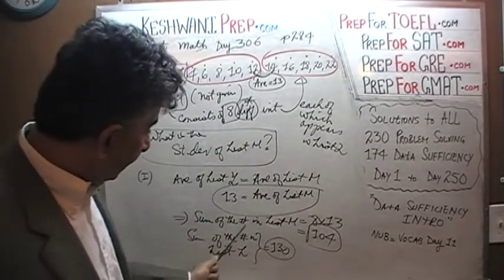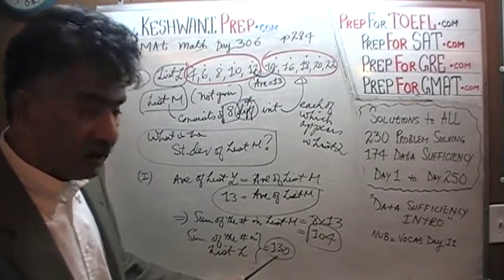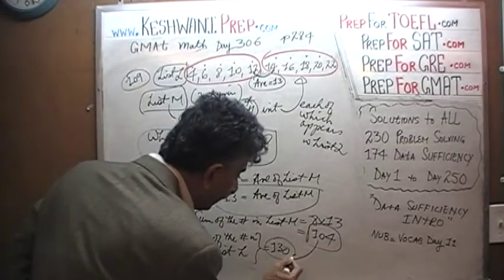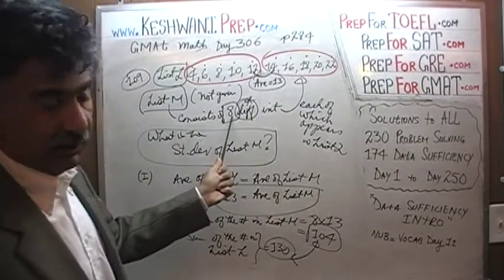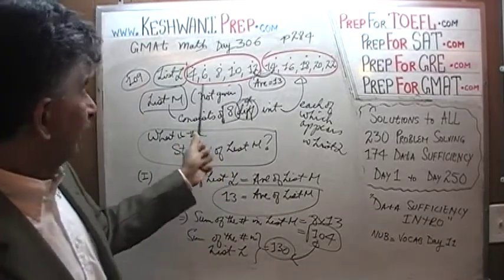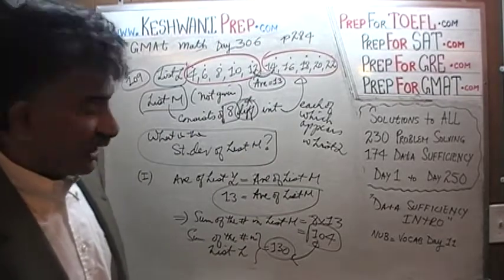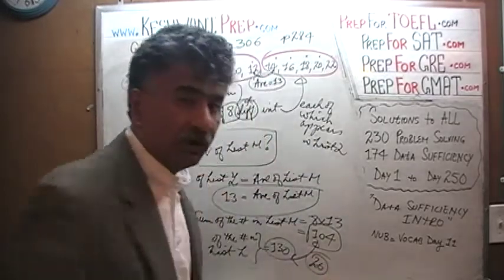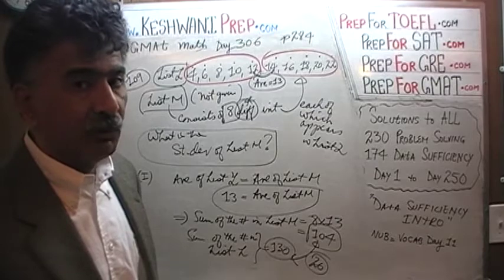But the sum of the numbers in list M is 104. 104 versus 130, we need to get rid of 26. We have to take away two numbers from the list because list M has 8 numbers and list L has 10 numbers. We need to get rid of two of them such that they add up to 26.